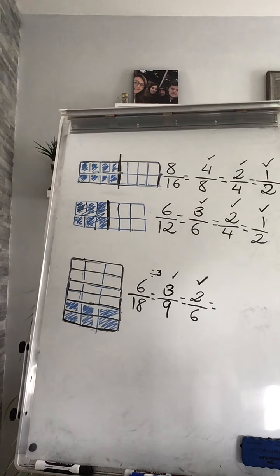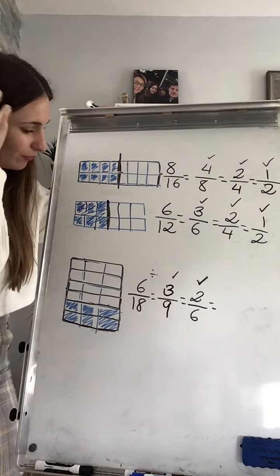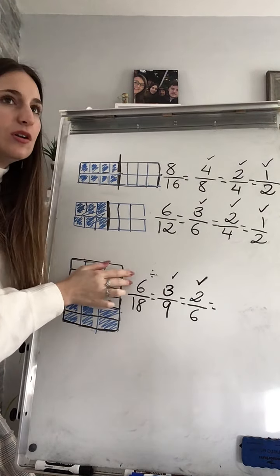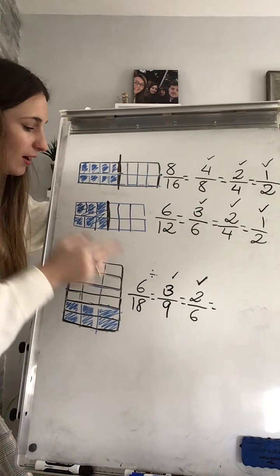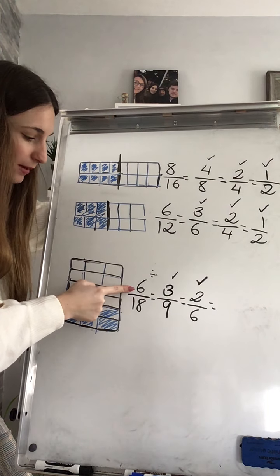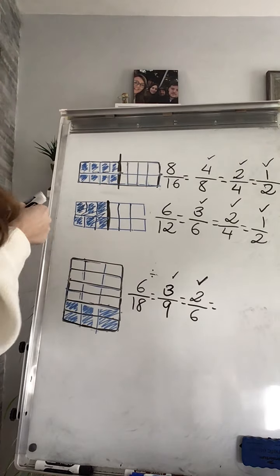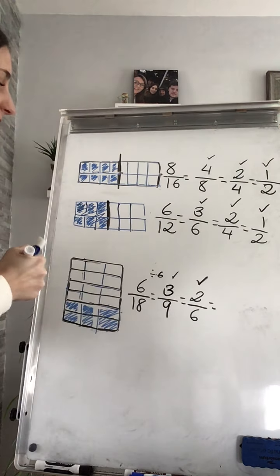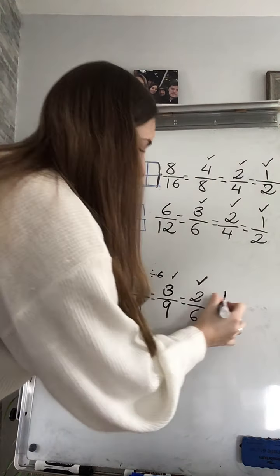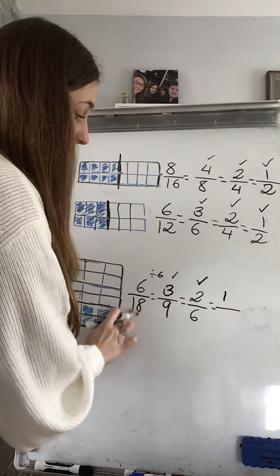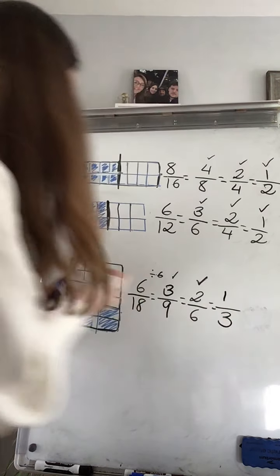Let's see if there is any other one. Divided by 4. Is 6 on my 4 times table? No. Divided by 5? No. Divided by 6? Yeah. Okay. 6 divided by 6 is 1. 18 divided by 6 is 3.